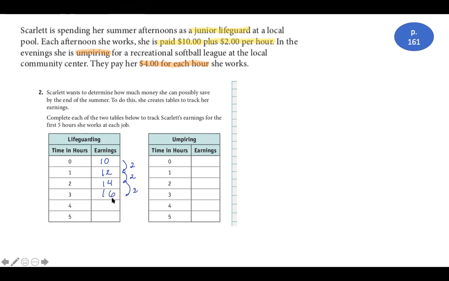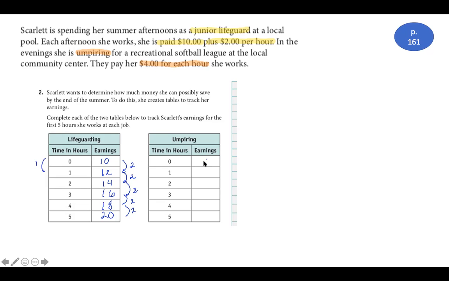Does this look familiar, everybody? This should look very familiar. We know this is linear. There's our constant rate right there. Every time we increase 1 hour, she increases $2 for her money. So that's lifeguarding. For umpiring, she just gets $4 per hour.